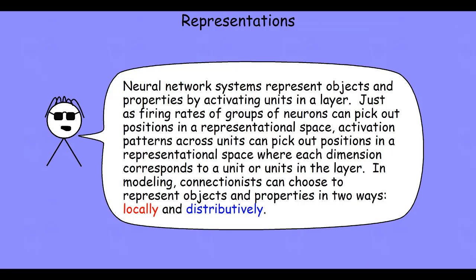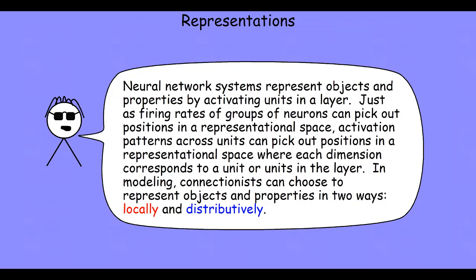We said that neural network systems are going to represent objects or properties or relations in input and output layers by activation patterns, either by an individual unit or by a collection of units within that layer, just as firing rates of groups of neurons can pick up positions in that representational space, like taste space or color space. Activation of patterns across units in neural networks can pick up positions in a representational space, where each dimension corresponds to a unit or units in an input or an output layer for that system.